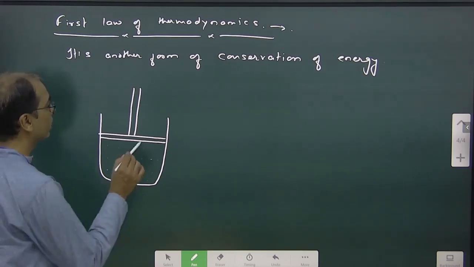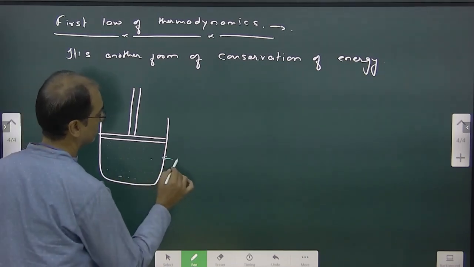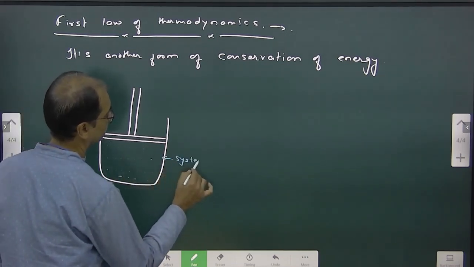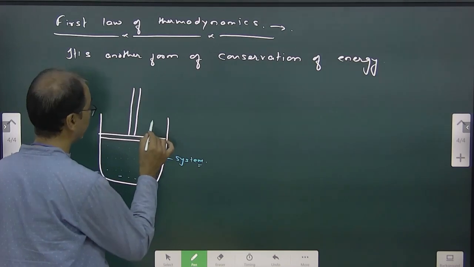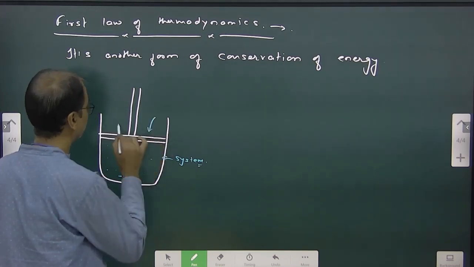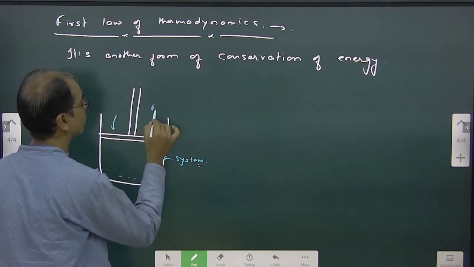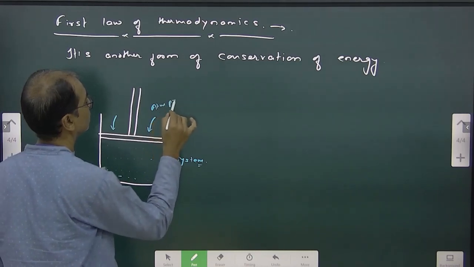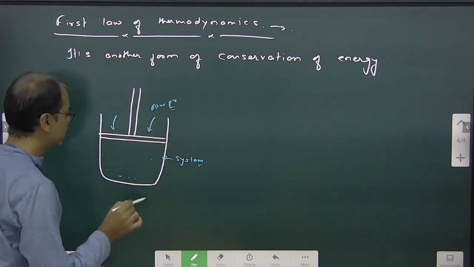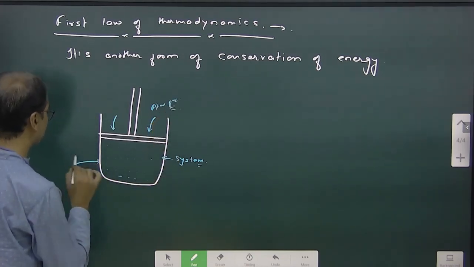Now here what is there? This we are saying this is our system. And here definitely something will be there, like atmospheric pressure will be there. Okay, this is atmospheric pressure. And this is in equilibrium. We are saying it's in equilibrium.